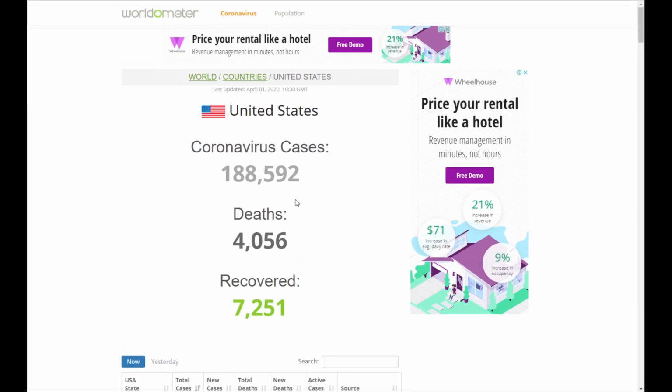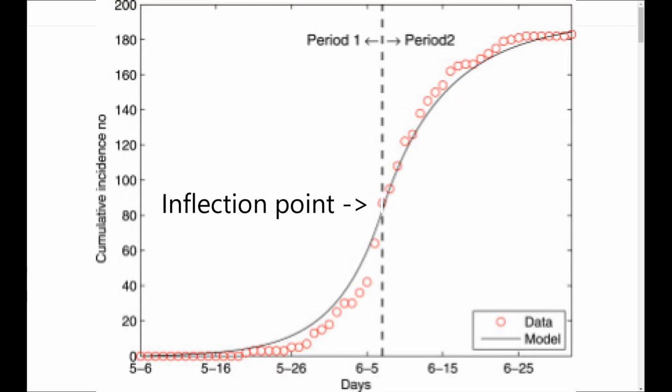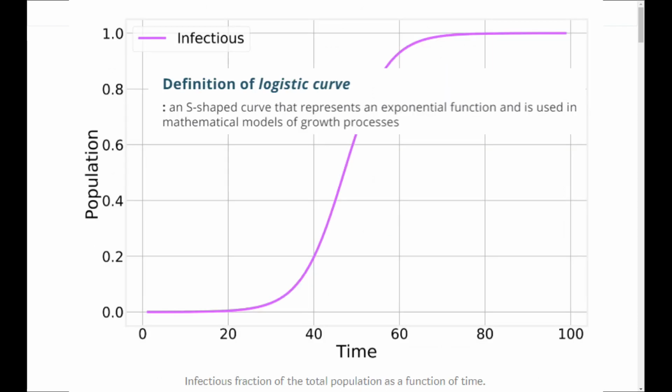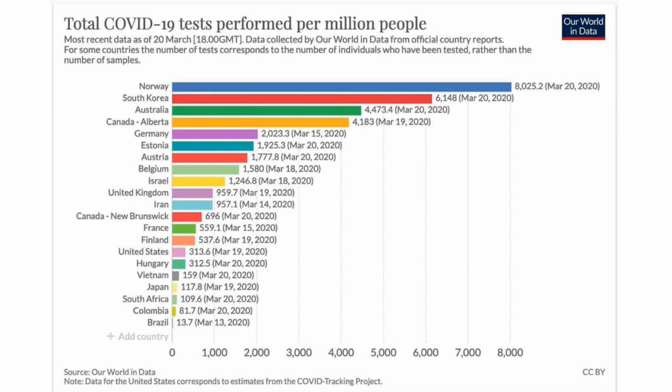So what should we focus on to actually decide whether we have hit the inflection point on the S-curve? It's actually called the logistic curve in mathematics, but we'll call it an S-curve for now so we can keep it simple. And to make matters even worse, the topic of testing for the virus is problematic.